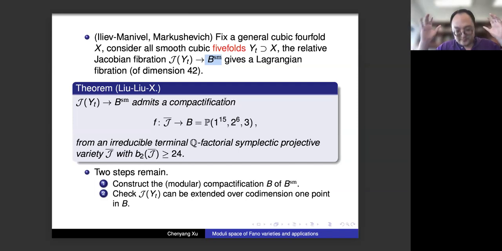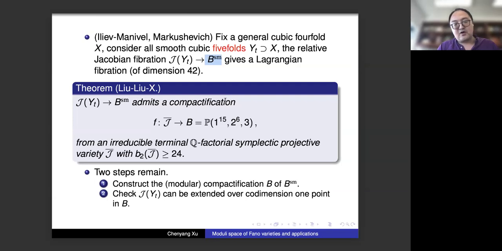Here, we cannot get the compactification of the total space. Sorry, no, we can't. We don't have an explicit compactification of the total space. We only have an explicit compactification of the base, and we know something in codimension 1, and then the minimal model program takes care of the rest. So instead of compactifying the entire Lagrangian fibration, our main work is on compactifying the base.